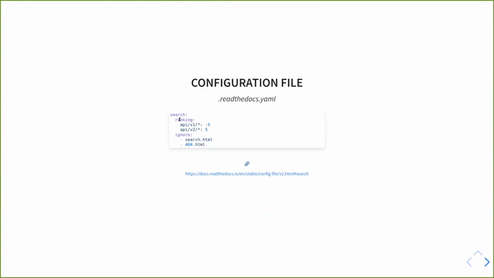So here we have the ranking option, which is a mapping of some file patterns to a number. This number can go from -10 to 10. This is 0 included, but 0 doesn't mean to ignore the page. It means normal ranking. All pages start with a ranking of 0, and you can give it a lower ranking, or you can give it a greater ranking.